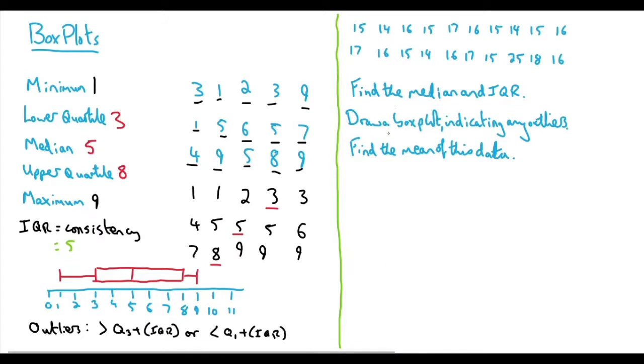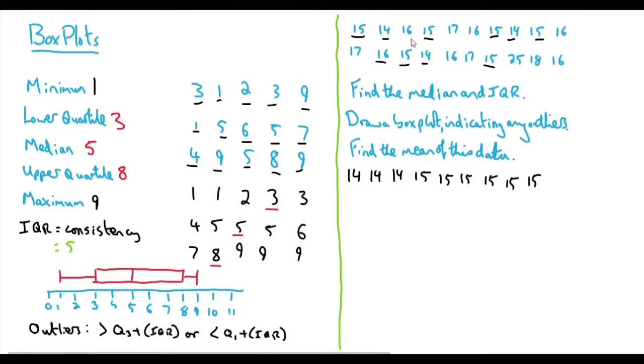First of all, if we're going to be finding the median and interquartile range, we indeed need to put these numbers in order. So, the smallest are the 14s, so we have 14, 14, 14. Then we'll move on to the 15. So we're going to have 1, 2, 3, 4, 5, 6 15s.